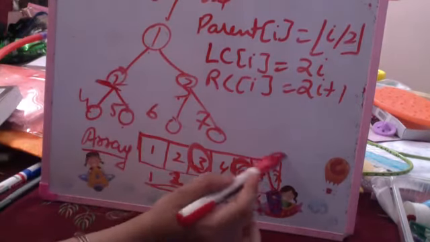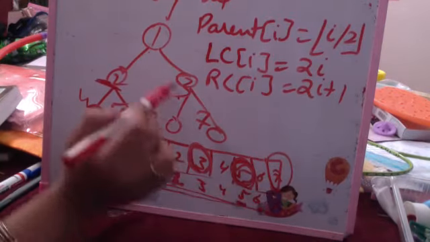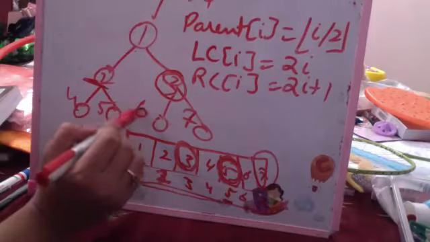I have to check the parent of 7. 7 by 2 is 3.5. Floor value 3 is the parent of 7. Because it is a binary tree, that is why this connection remains. Right?